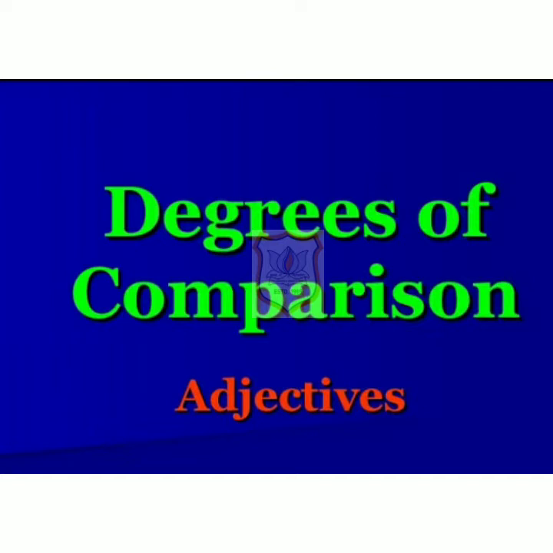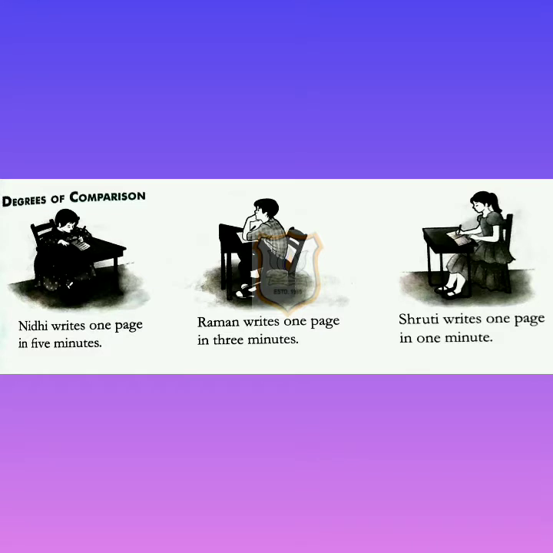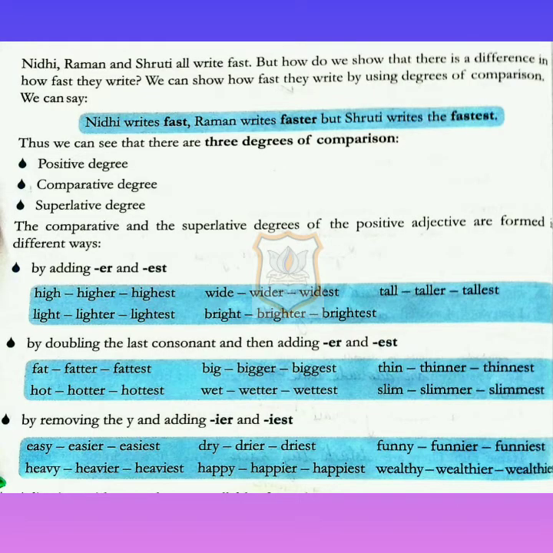Here you can see three pictures are given. In that you can see the degrees of comparison. Nidhi writes one page in 5 minutes. Raman writes one page in 3 minutes. Shruti writes one page in 1 minute. So next we can say that Nidhi, Raman and Shruti all write fast.